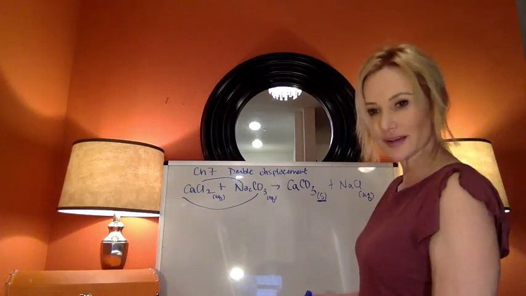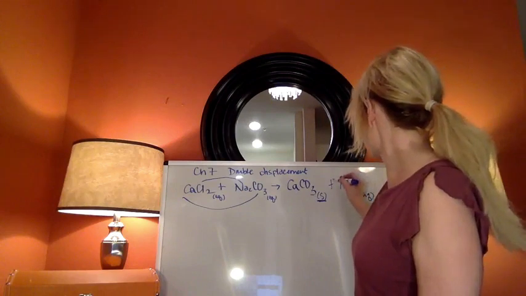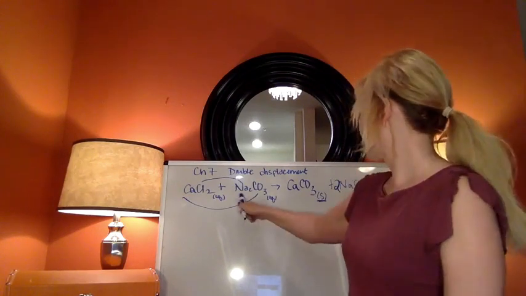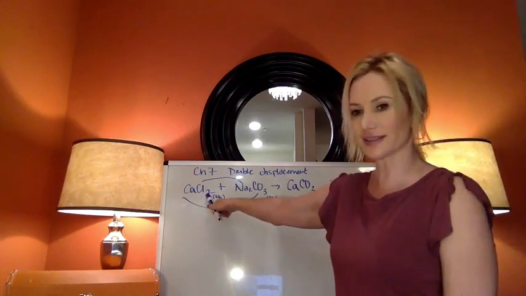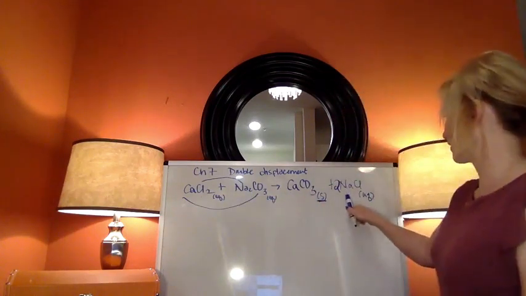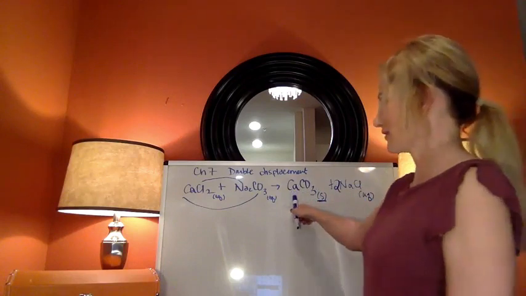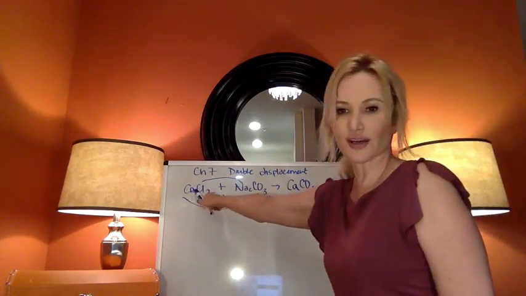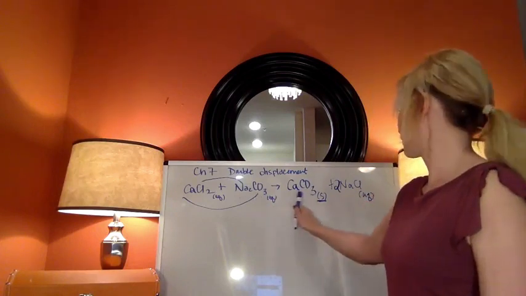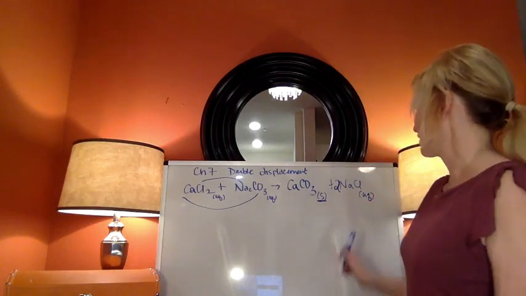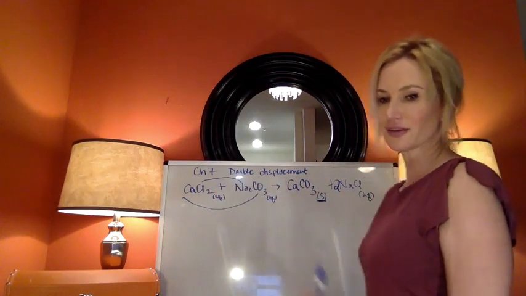And we do need to balance the overall equation. So I'm going to put a 2 here because I can see 2 sodiums on this side of the arrow and 2 chlorides on this side of the arrow. So I've now made 2 sodiums, 2 chlorides. I have 1 calcium on this side of the arrow, 1 calcium on this side of the arrow. And then I have 1 carbonate on this side of the arrow and 1 carbonate on this side of the arrow. So what I have here is my molecular equation.